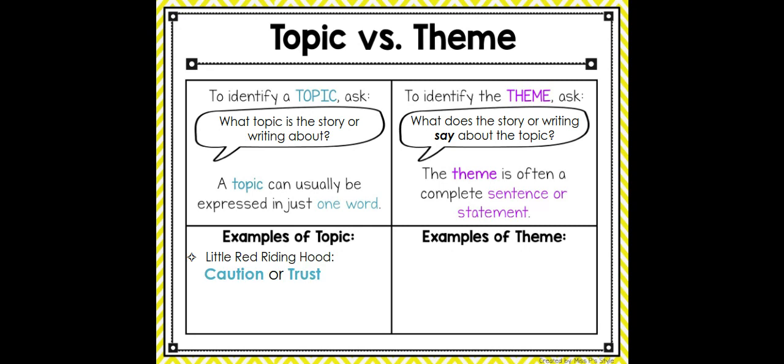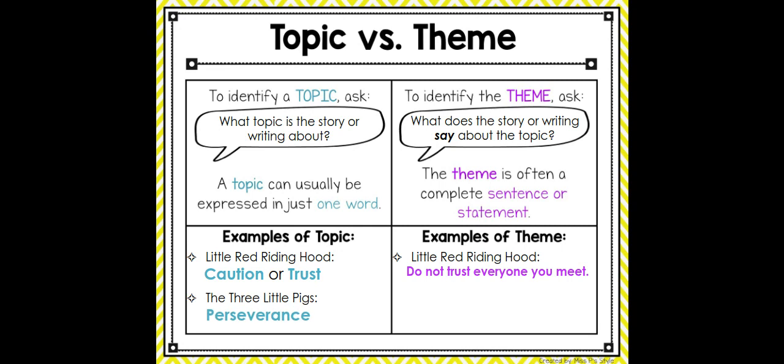Some examples of topic are, in the story Little Red Riding Hood, the topic might be caution or trust. And the theme in Little Red Riding Hood is do not trust everyone you meet. The topic of the Three Little Pigs is perseverance. And the theme of the Three Little Pigs is hard work and patience will pay off in the end.